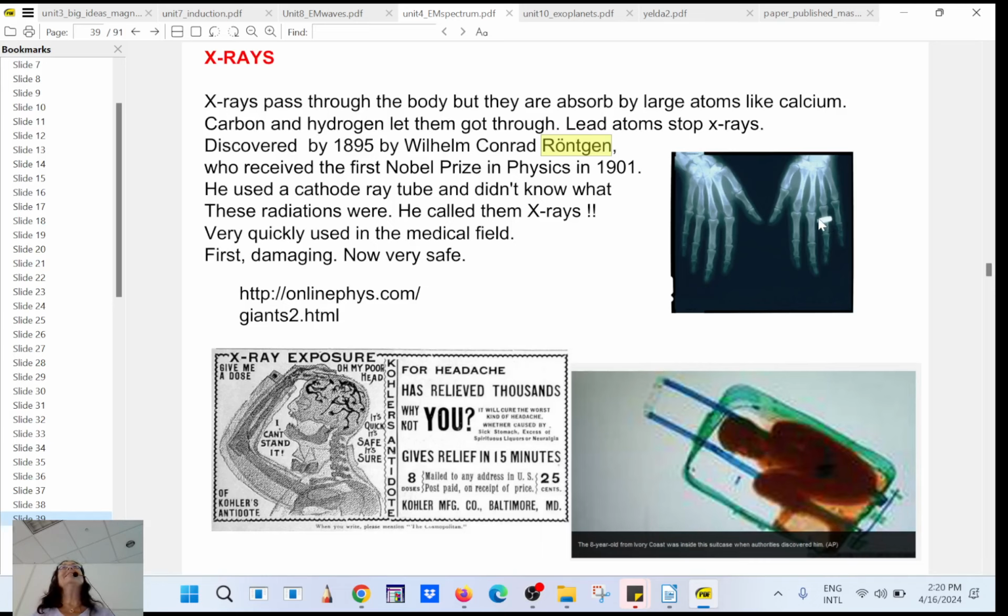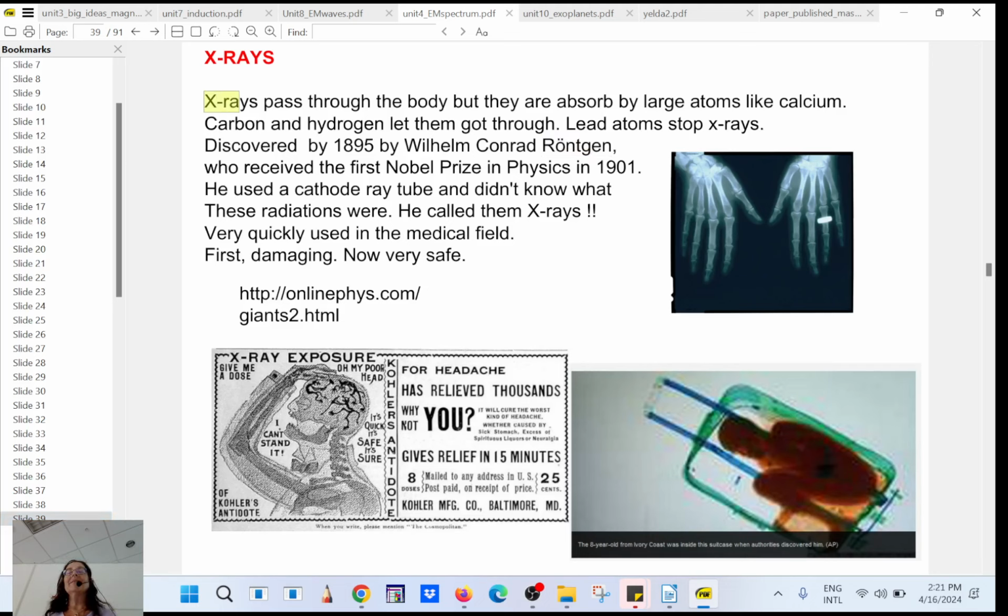So I guess he didn't want to use himself as a guinea pig, so he used his wife. I think it's wise. And he said, in a very famous quote, "I have seen my own death," because it was the very first time you could see the skeleton of someone alive. So that was the very first time.